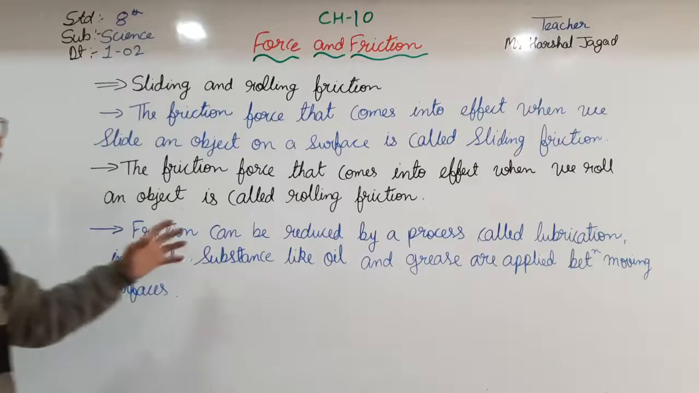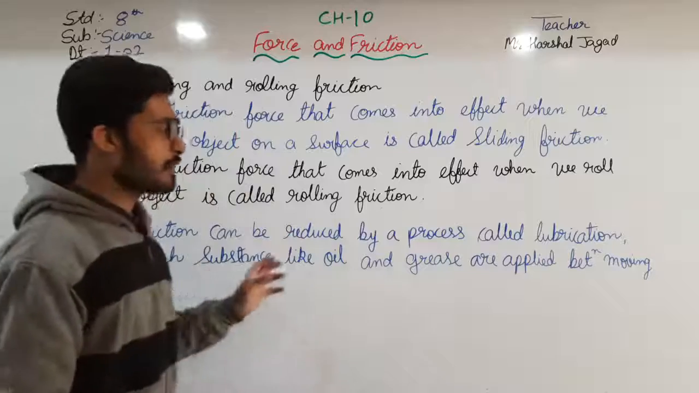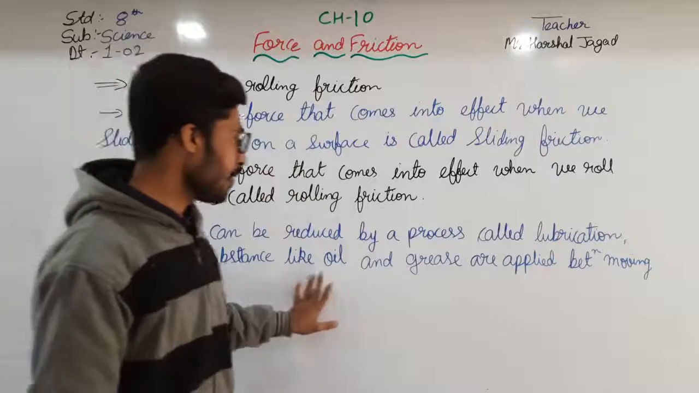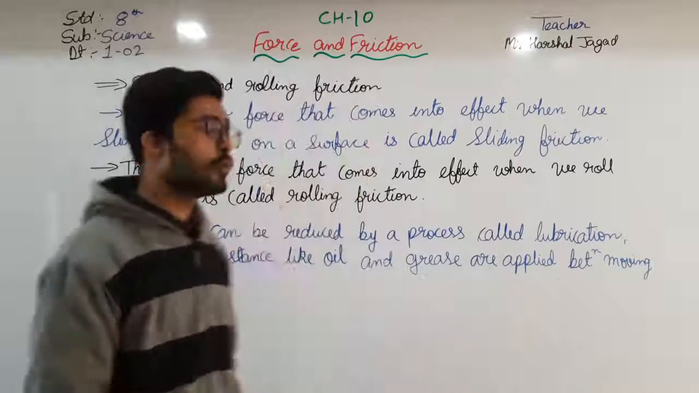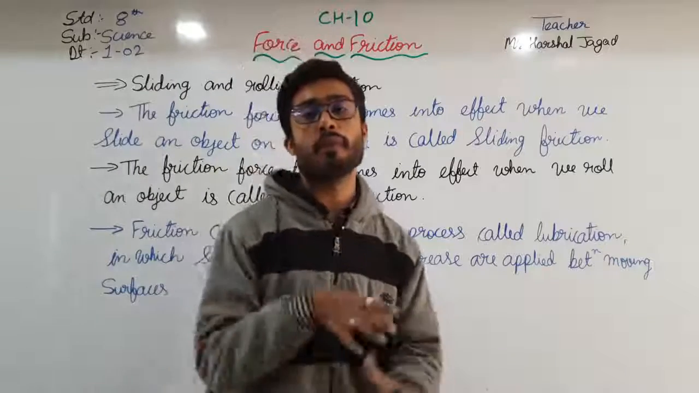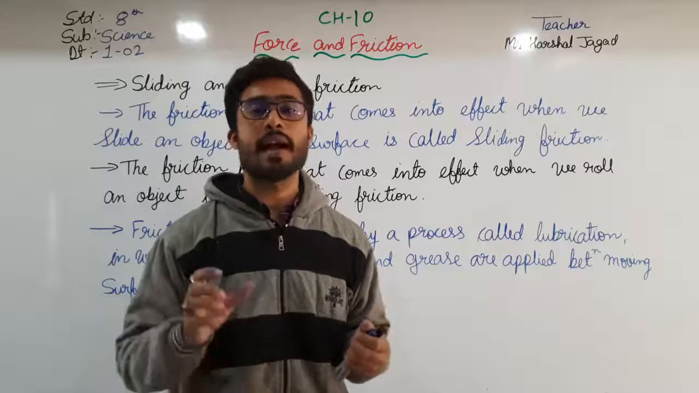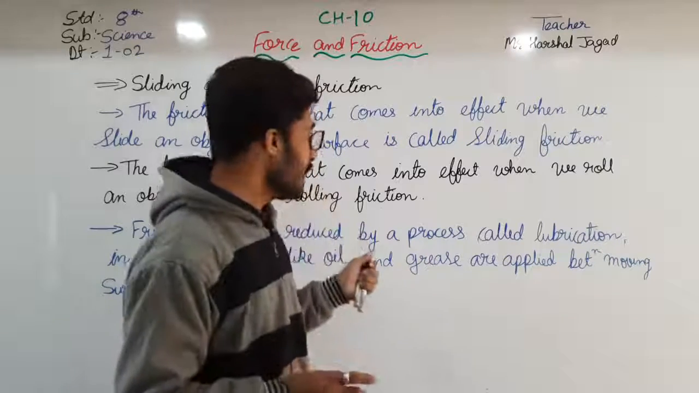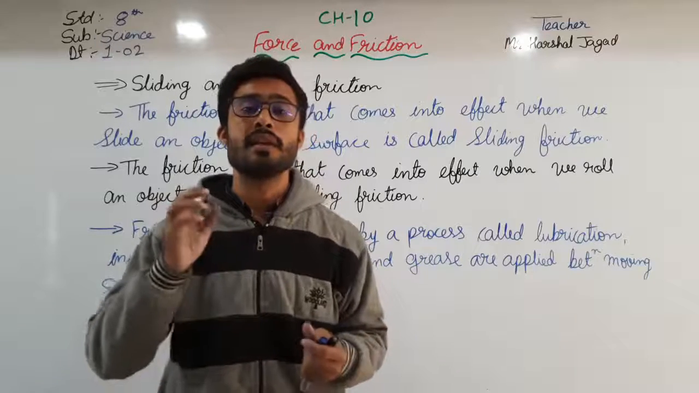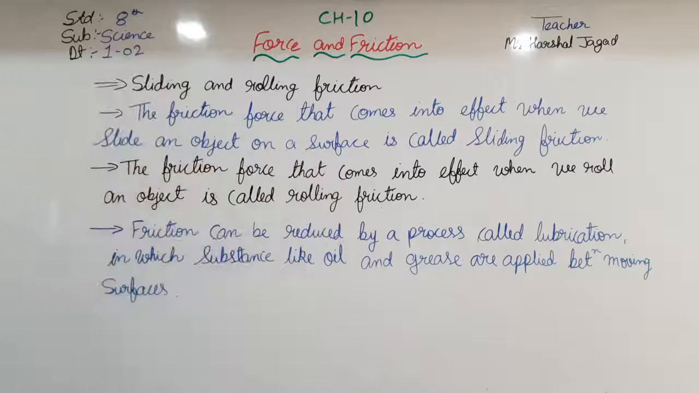So for the reduction of friction, lubricants are used, and that process is known as lubrication, in which substances like oil and grease are applied between the moving surfaces so that there is not more friction. We have seen in cars, bikes and trucks that greasing and oiling are applied. Why? Because they can reduce friction. Okay, students, now moving further.